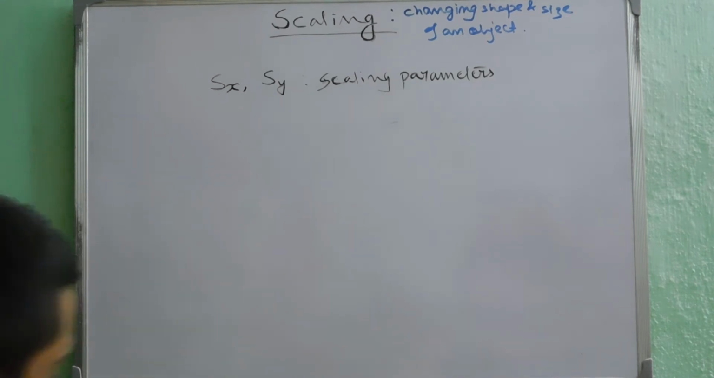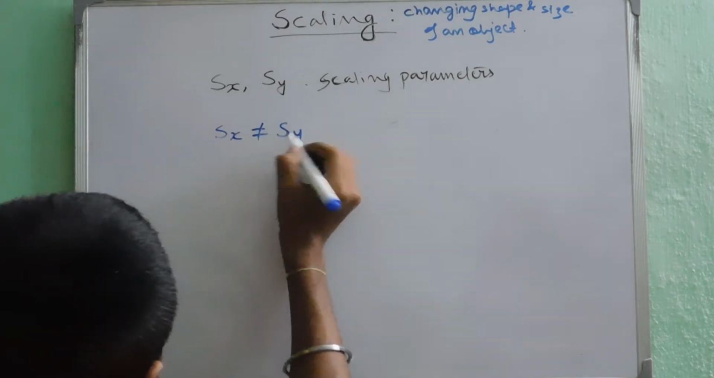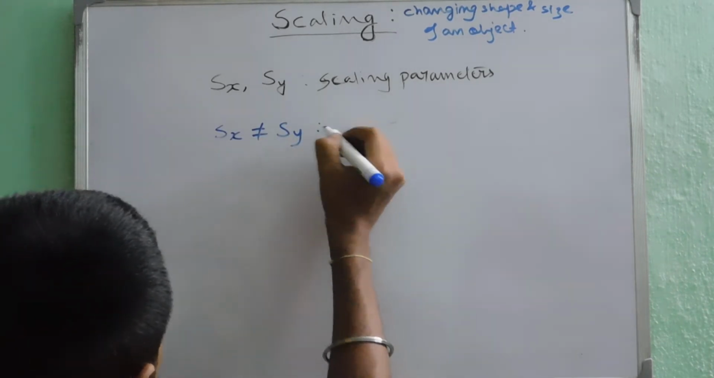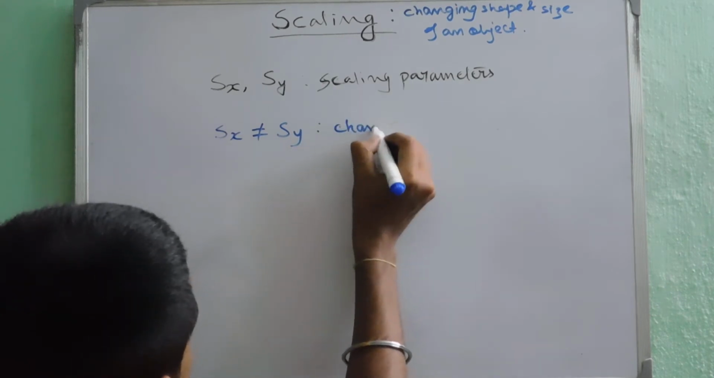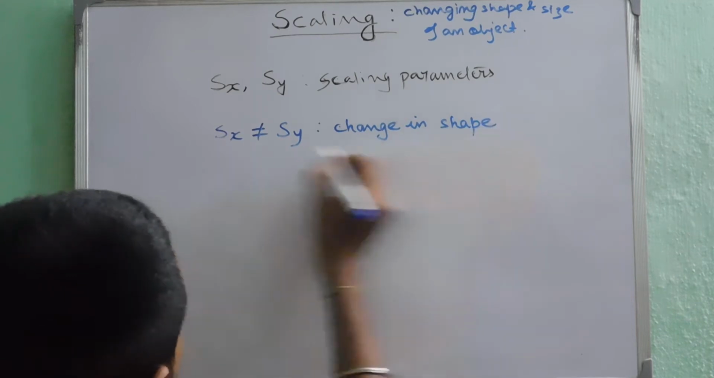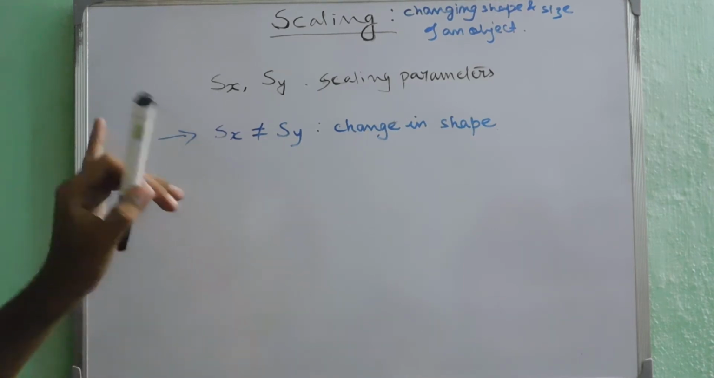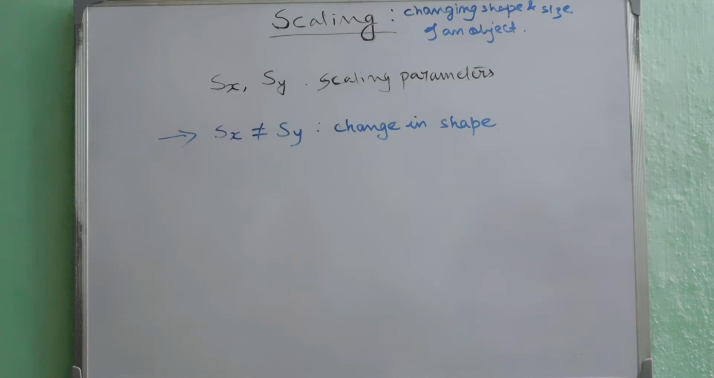The first one is, if Sx not equals to Sy, then that will determine the change in shape. So this is the first property, that if the scaling parameters are not equal, then that implies that there is a change in shape in the object after scaling.